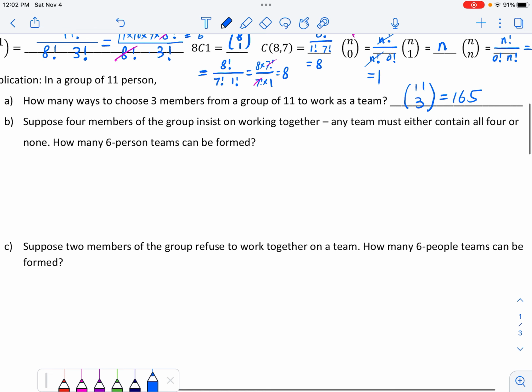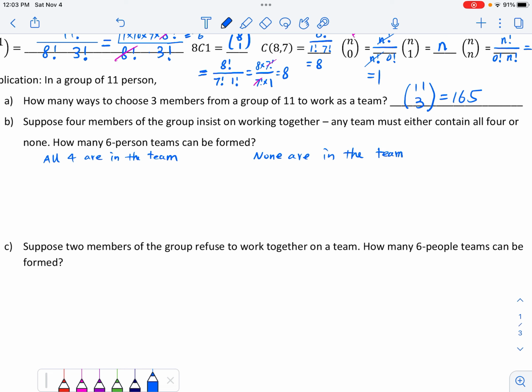So we have 2 cases. Case number 1, all these 4 people are in the team. Case number 2, all these 4 people are not in the team. So it's either they're in the team or none of them are in the team. So I'm going to say, suppose case 1, all 4 are in the team. And another possibility is none are in the team.